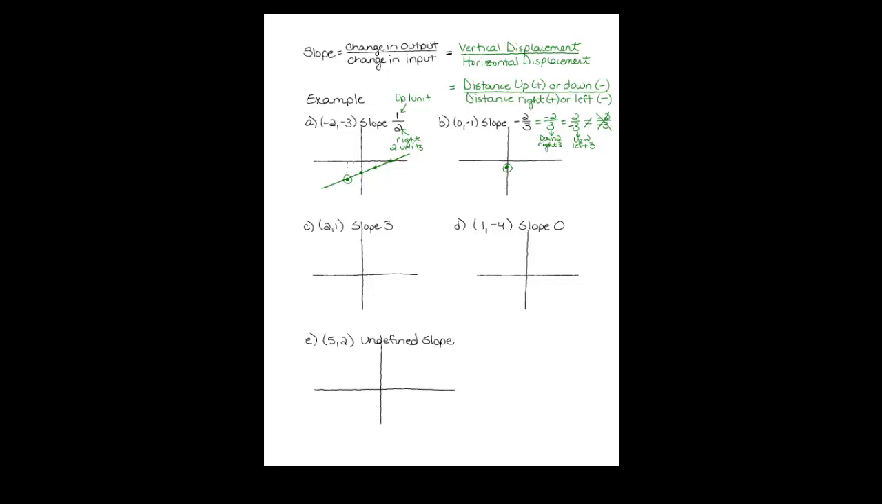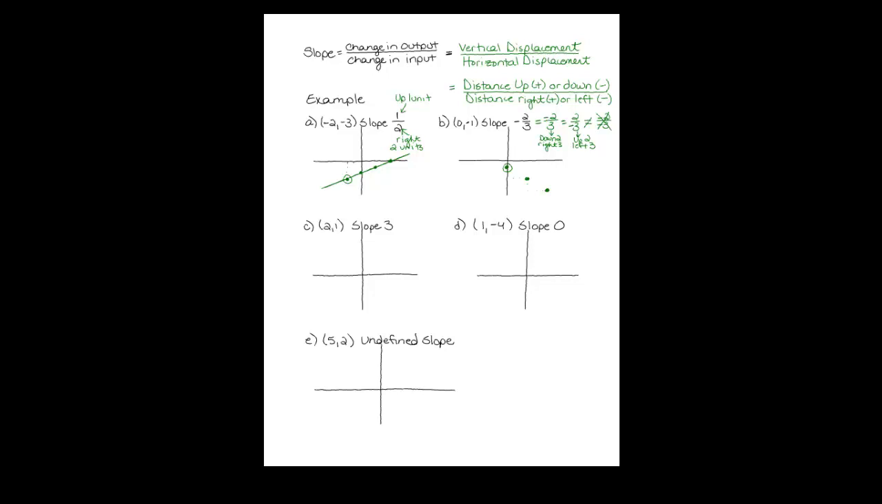From here, we're going to go down 2 units, so down 1, 2, and then to the right 3. 1, 2, 3. And let's do it one more time, just because we can. Down 1, 2, right 1, 2, 3. There's another point on the line.